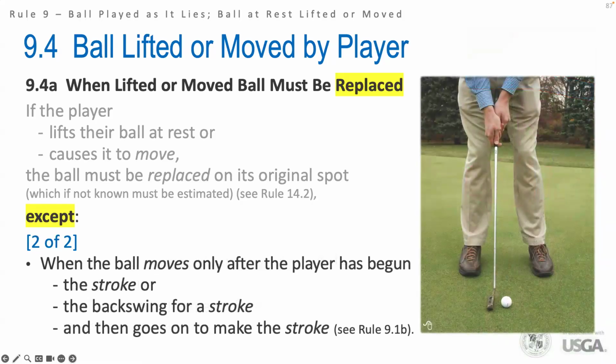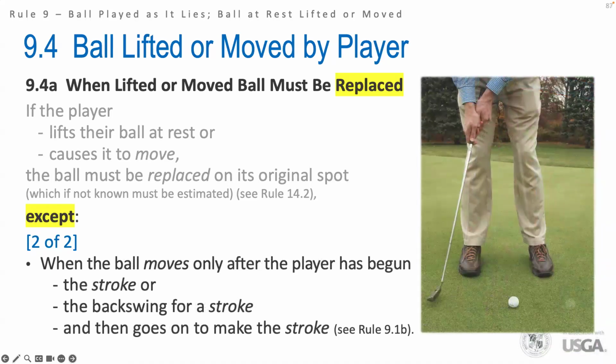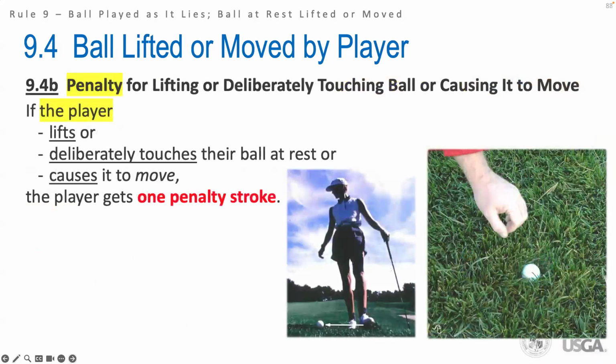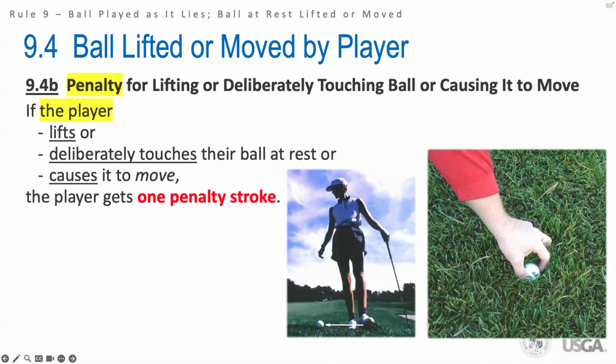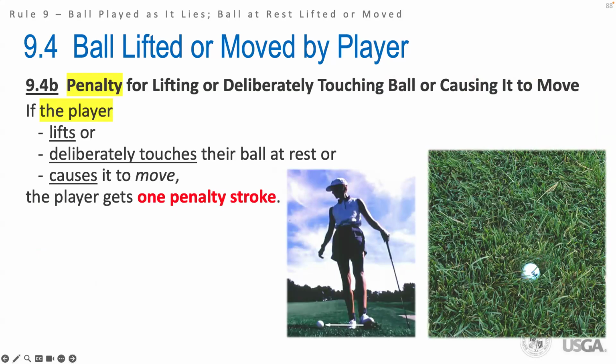Or when the ball moves only after the player has begun the stroke or the backswing for a stroke and then goes on to make the stroke, like we saw earlier at the beginning of this rule. So there it moved. He continued on with his putt. That's okay. If the player lifts or deliberately touches their ball at rest or causes it to move, the player is going to get 1 stroke. So in this animation, the player is deliberately touching the ball to identify it. That's going to be the penalty of 1 stroke. They did not mark it, so they're still going to be on the hook for that penalty.